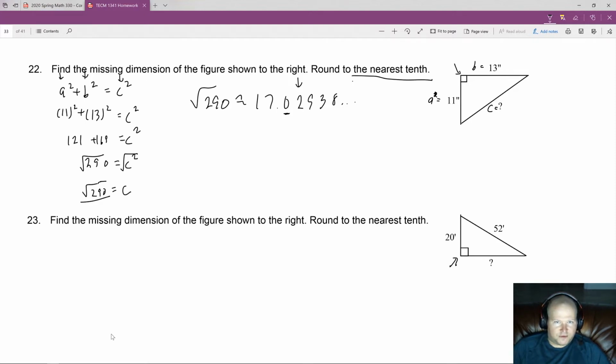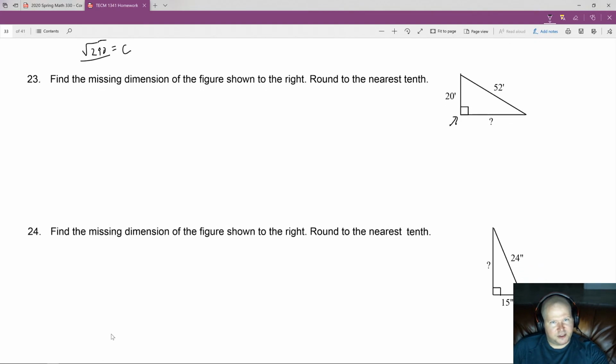If it's 0, 1, 2, 3, 4, then I'm going to round down. If it's 5, 6, 7, 8, 9, I'm going to round up. Since there's a 2 in this place right there, I'm going to round down, which just means all this goes away. So what we end up with is approximately 17.0, or just 17.